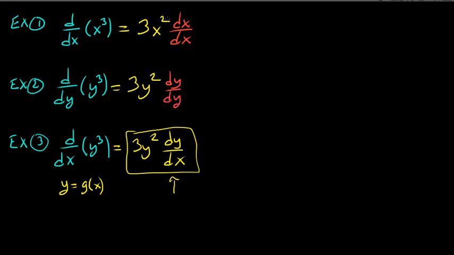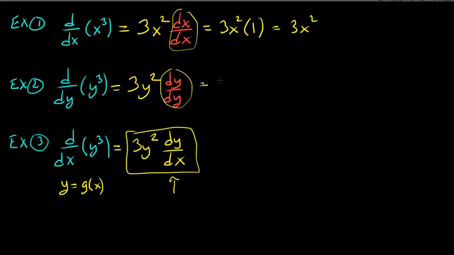But the derivative of x with respect to x is just 1. So if you forget the chain rule here, you're in luck because it's not necessary. You're just multiplying by 1. And the same thing is true here. This is just 3y squared times 1, or 3y squared.